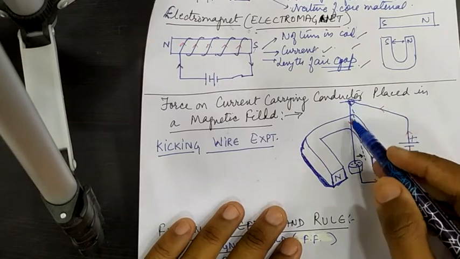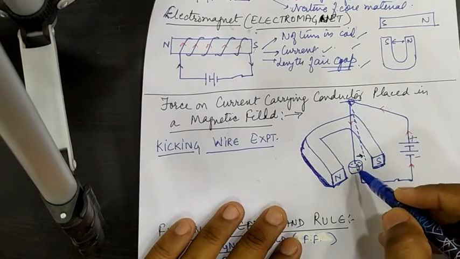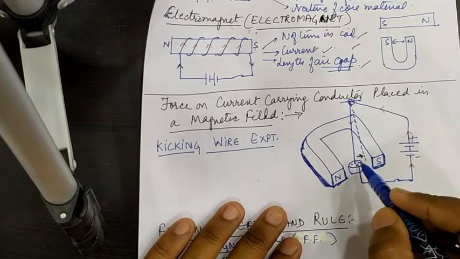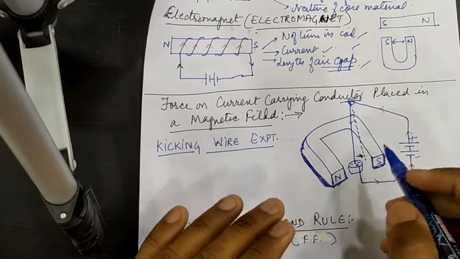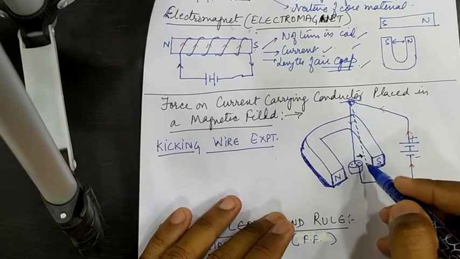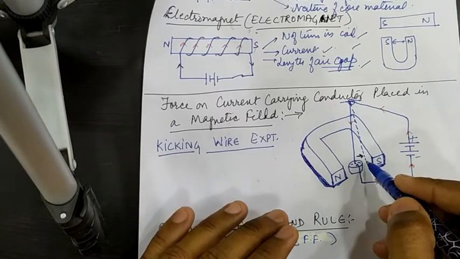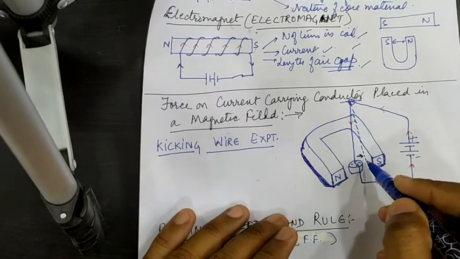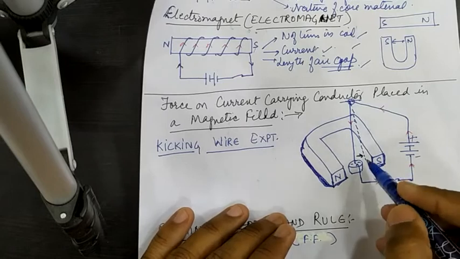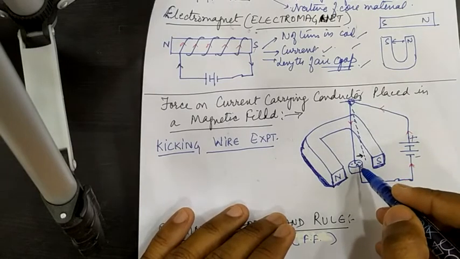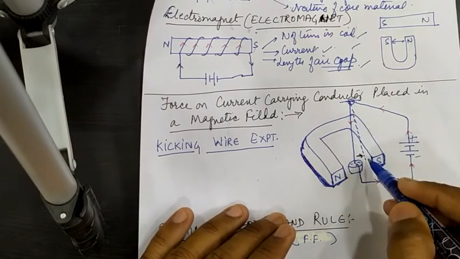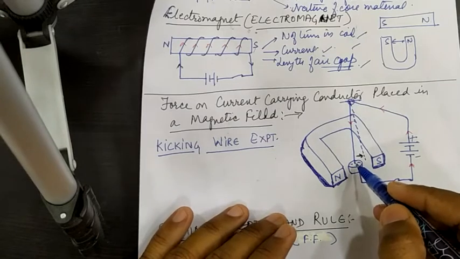As you can see, current is moving downwards. What will happen? Current is moving downwards and the magnetic field is from north to south, as you know. So there will be a motion in this wire, and it will come out from this mercury vessel. Why did it come out of the mercury vessel? Because a force has been exerted on this conductor. Once it comes out, the circuit breaks, so no more current flows in this conductor, and it turns back to its actual position.